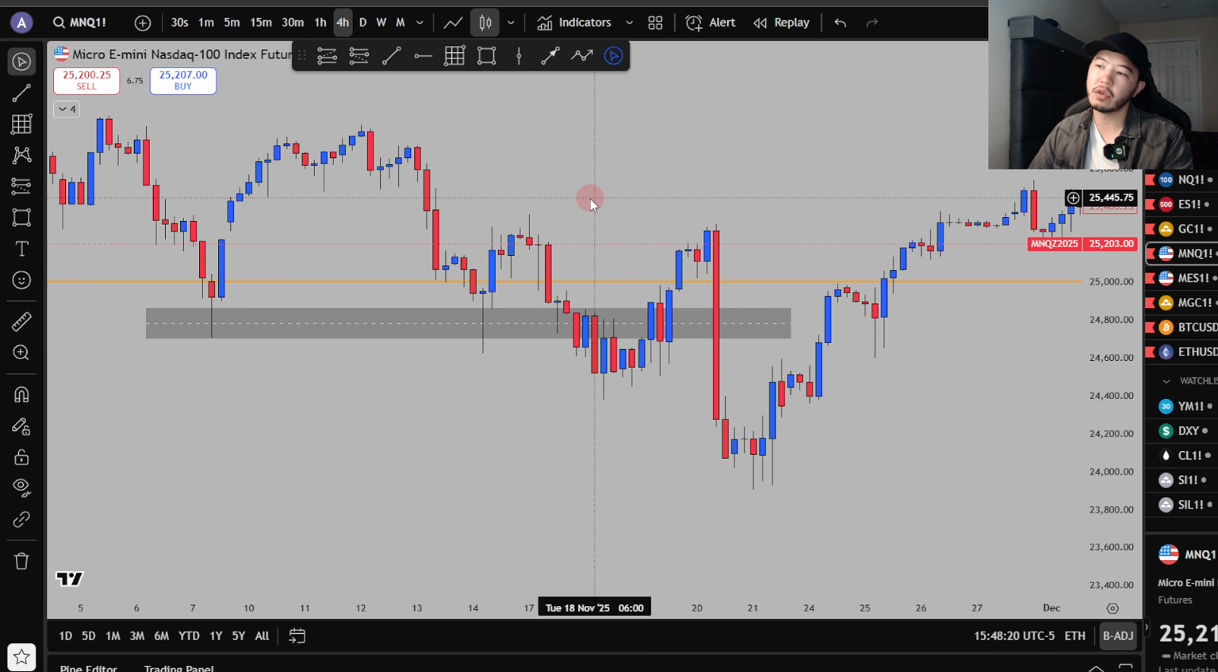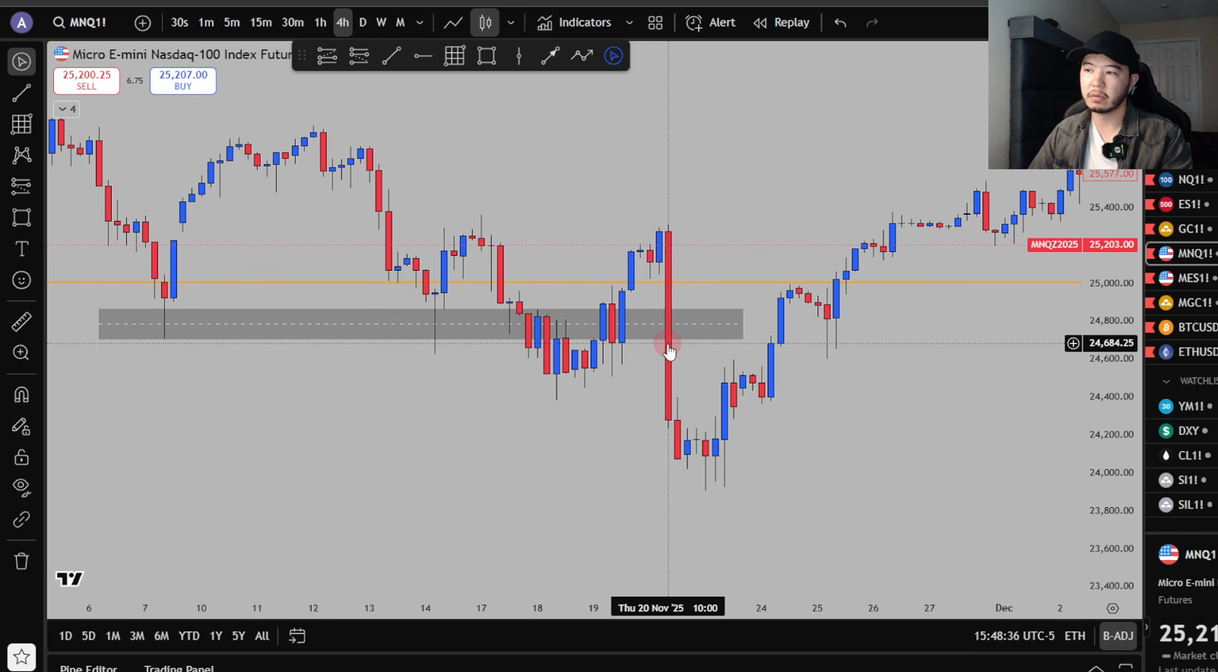Another thing that you notice, whenever there's an area that acts as a support, if you break through it and close below it, then that previous area that was support becomes the resistance. So close below it, you can sell somewhere around here, and then you just target this area.